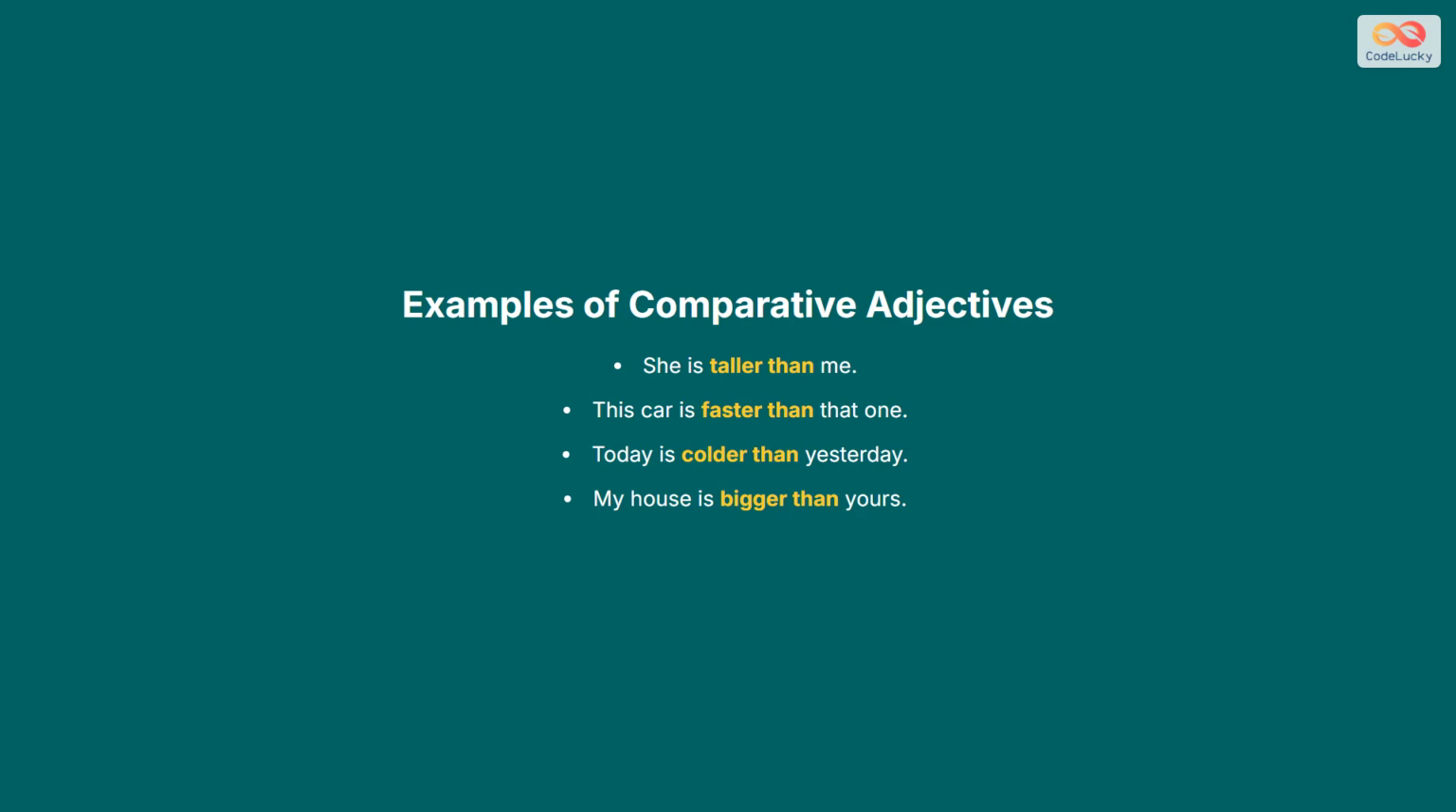Here are common examples. She is taller than me. This car is faster than that one. Today is colder than yesterday. My house is bigger than yours. Notice than always connects the two things being compared.